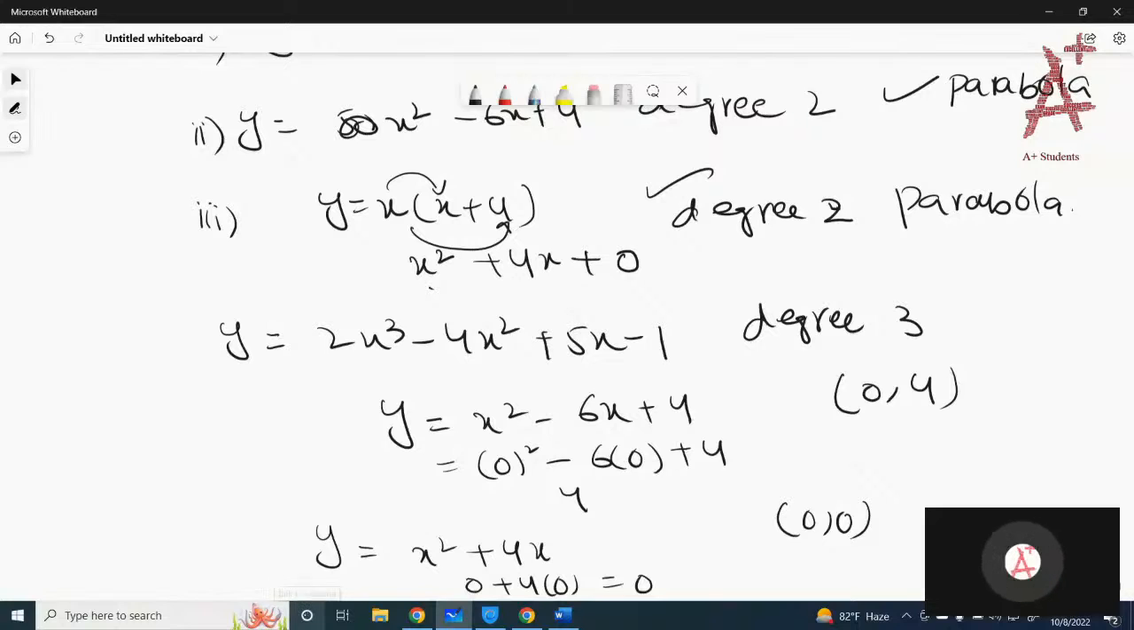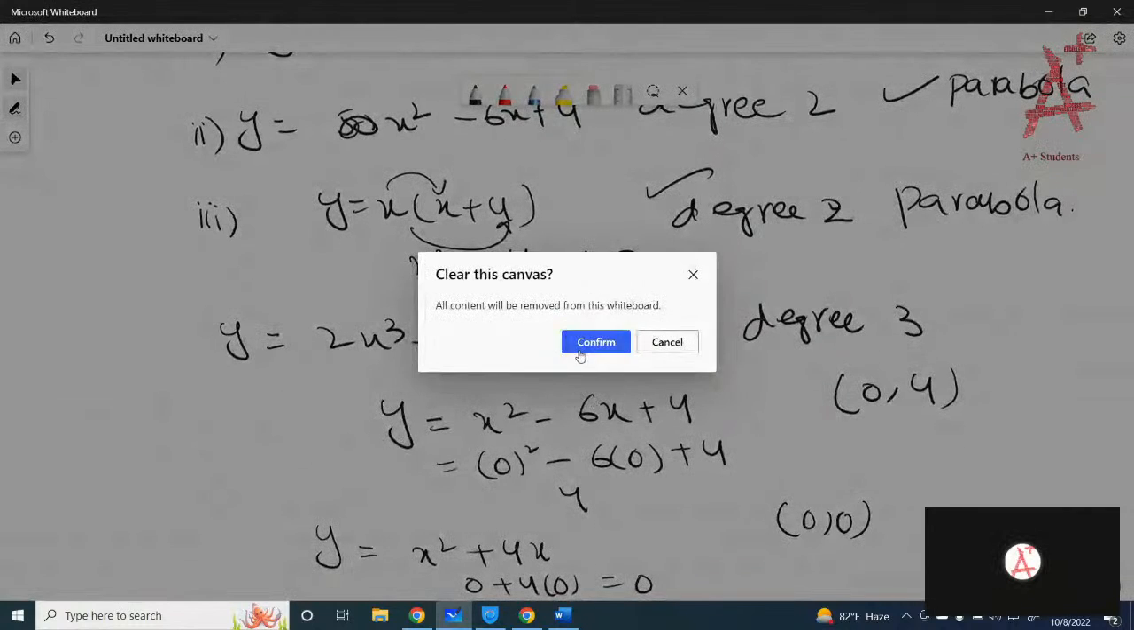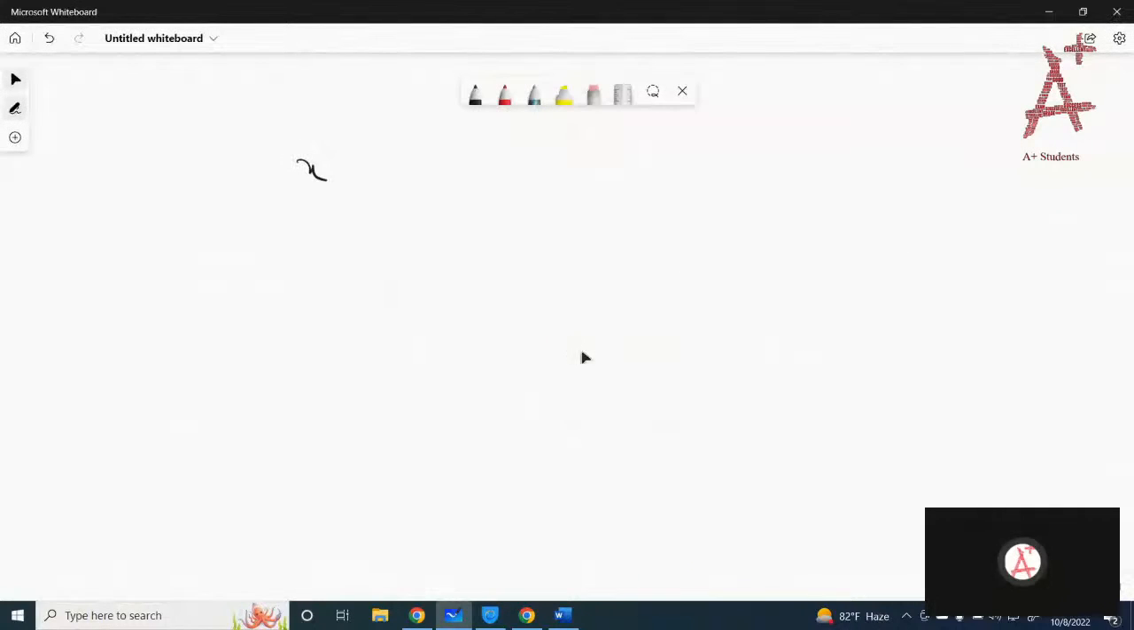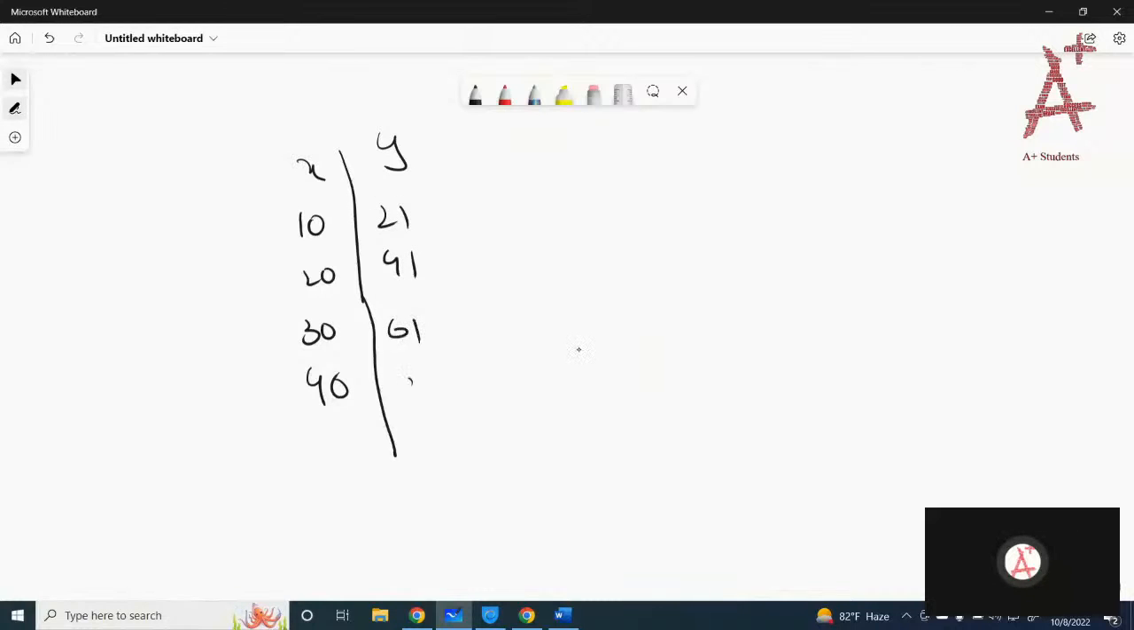Now the next question is: calculate the first differences of each data set and determine whether the relation is linear or non-linear. If the relation is non-linear, determine the second differences and identify the quadratic relations. Okay, so the first one is x and y. The x values are 10, 20, 30 and 40, and the y values are 21, 41, 61 and 81.